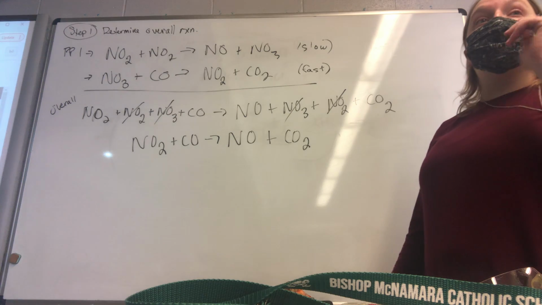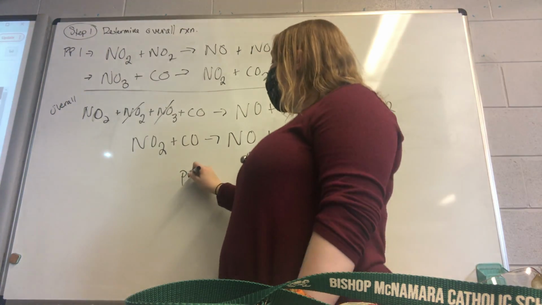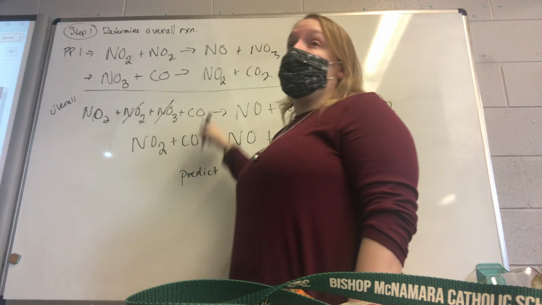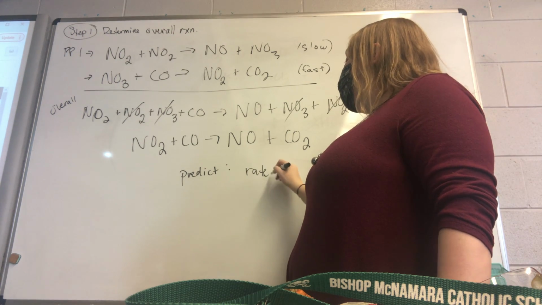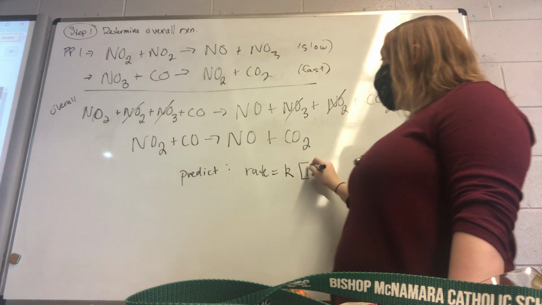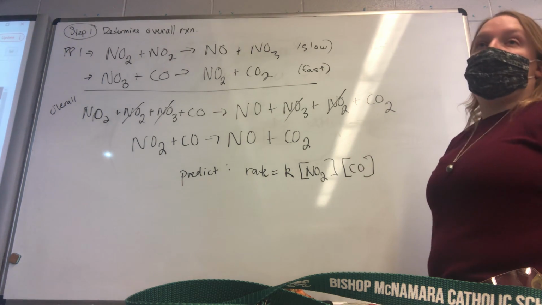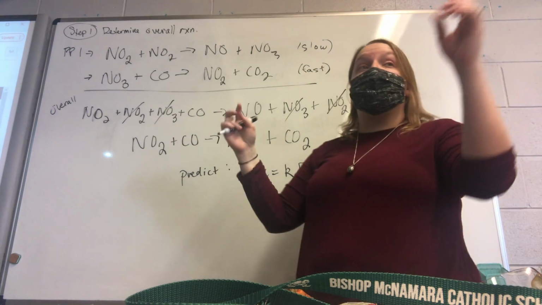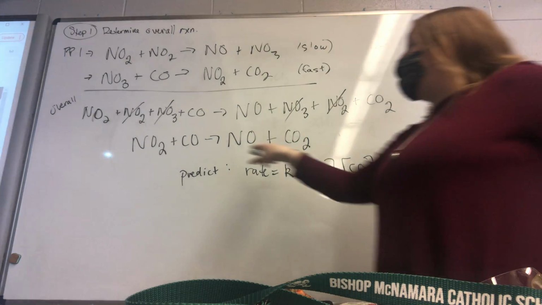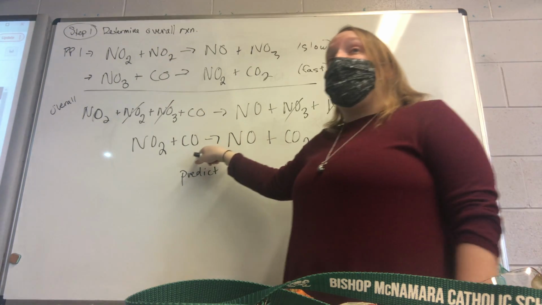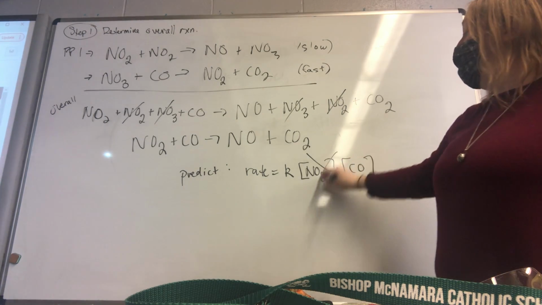Now, if I said, hey, predict the rate law of this overall reaction, okay? If I asked you to just predict, given just this reaction, and you knew nothing about this two-step mechanism, you would predict that the rate law would be this, okay? Just based on the reactions. Remember that rate laws are reactant dependent only. You could predict this based on the fact that there's only a 1 in front of each thing, okay?